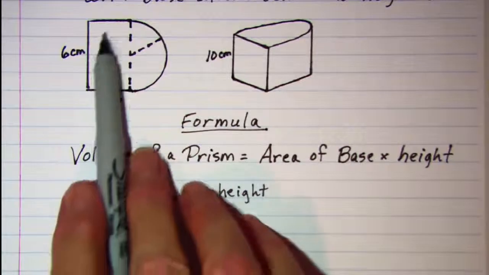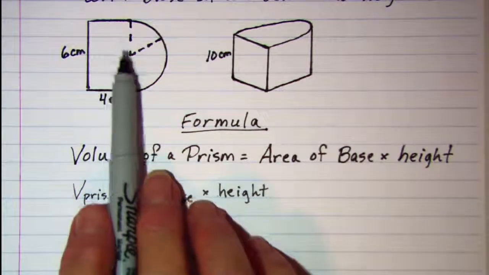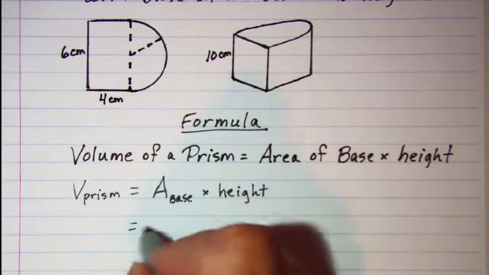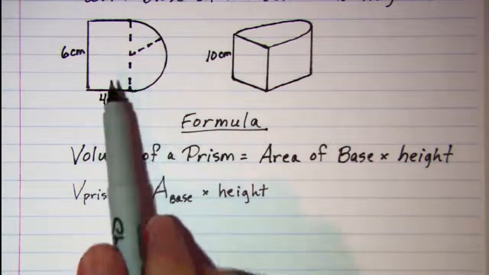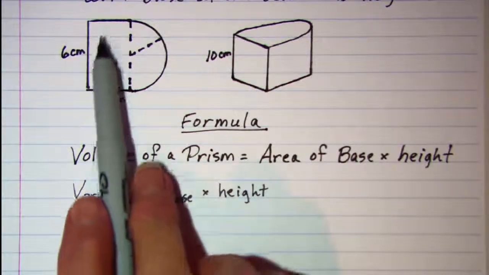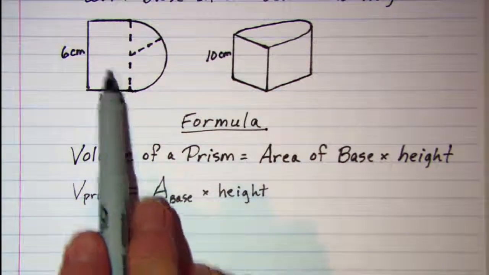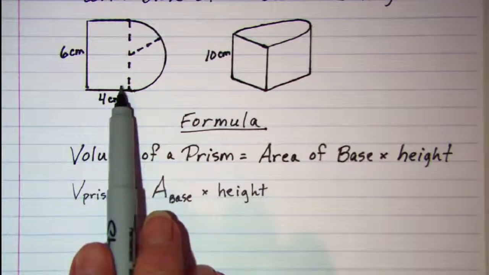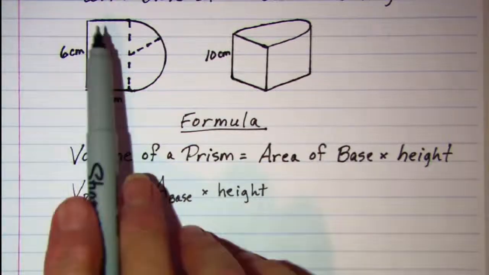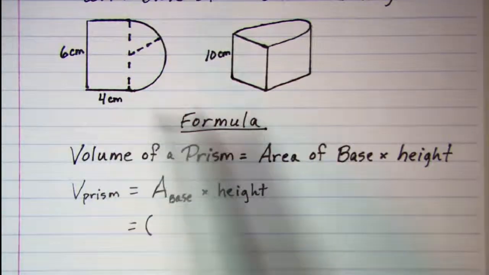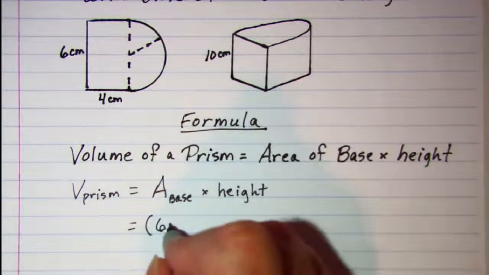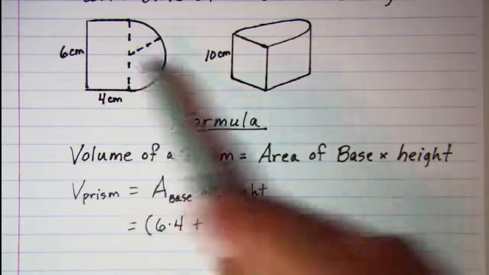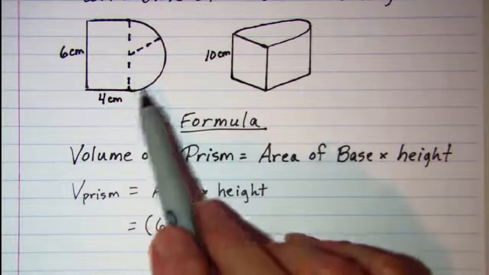Now our base is a composite of two different figures, so we're going to need to find the area of each of those pieces. We see that we have a rectangle that measures 6 centimeters by 4 centimeters. The area of a rectangle is length times width, so we'll multiply 6 times 4 for the area of that rectangle, and then add to that rectangle the area of this semicircle.